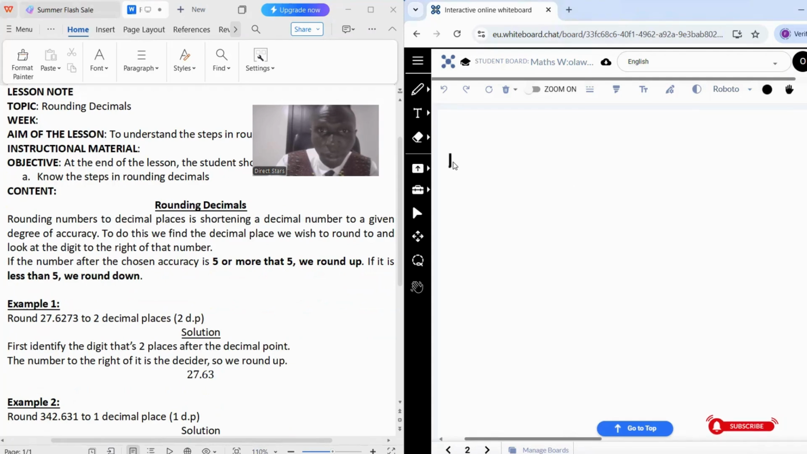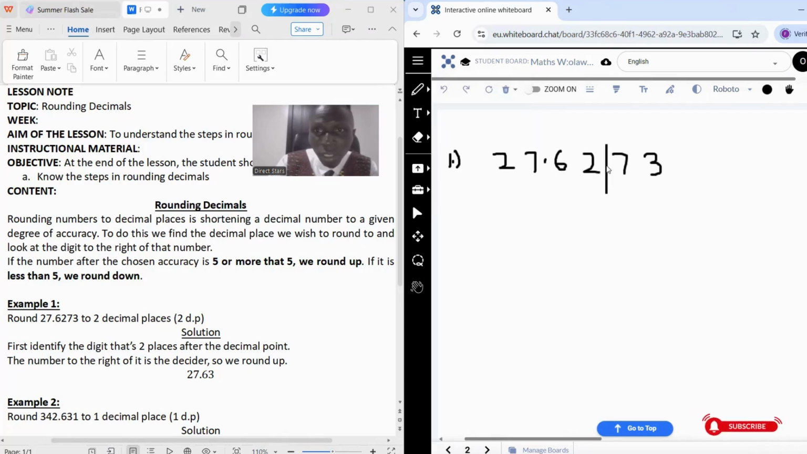Example 1, we're asked to round 27.6273 to 2 decimal places. The first thing that we're going to do here is to identify the digits that are 2 places after the decimal point, and that is 6 and 2. So here we're going to put a bar just after 2.